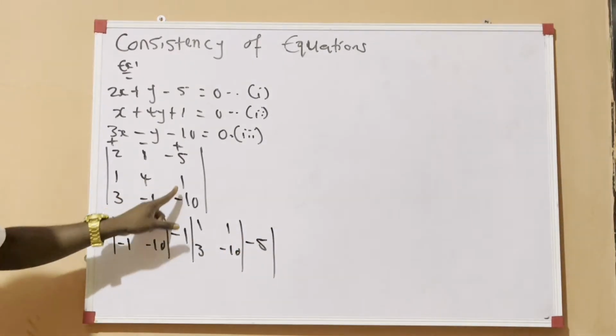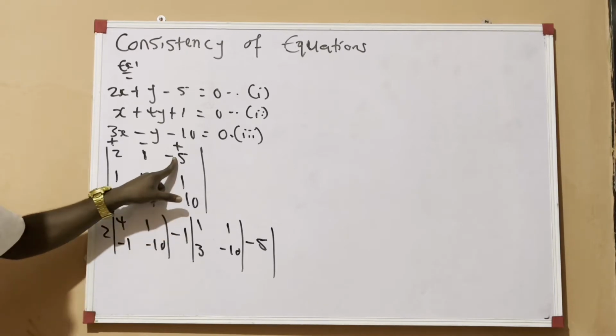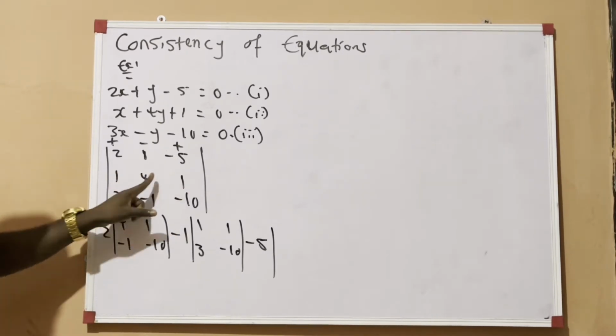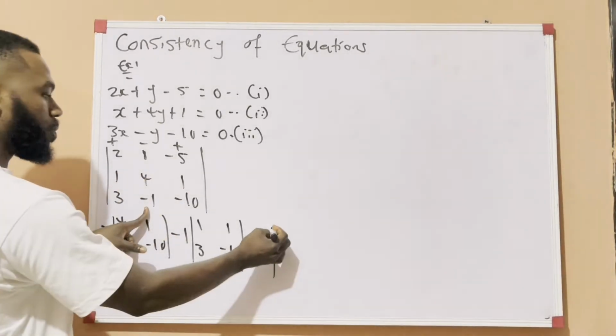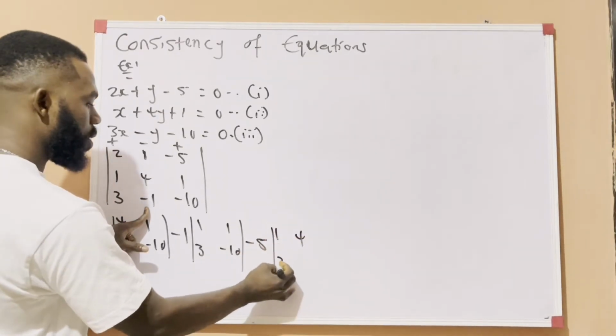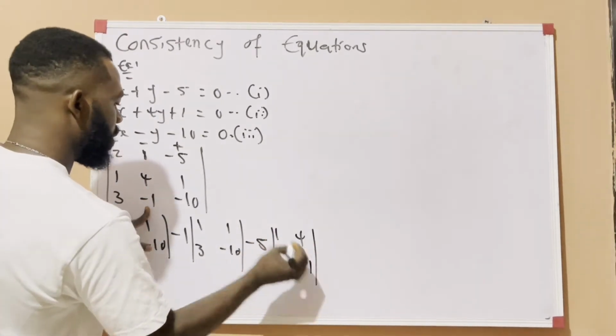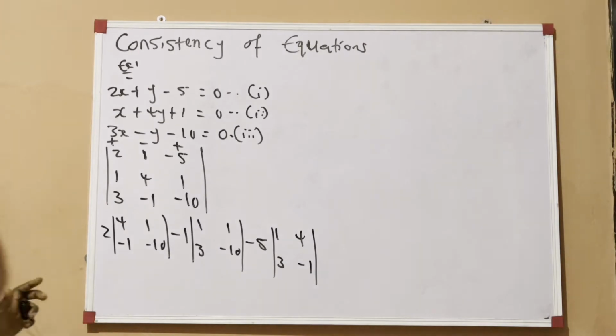Again, delete the 2 elements under minus 5. And so what I'll be writing is 1, 4, 3, and minus 1. Alright, it is as simple as that. Now let us proceed. Here becomes 2.